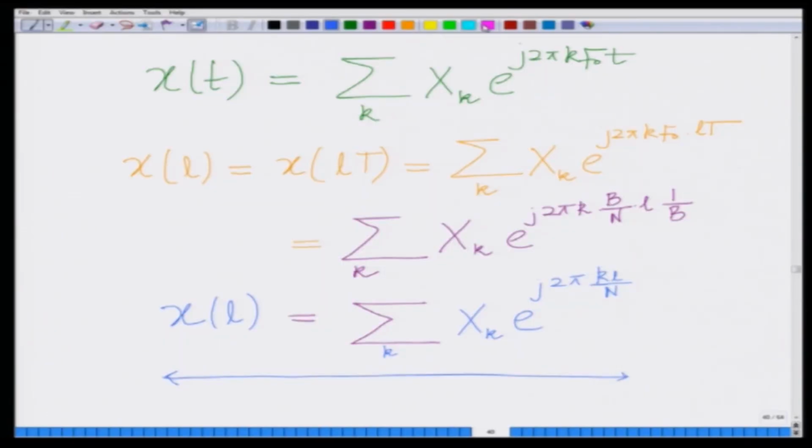If you look at this expression here, this expression is precisely the IDFT, inverse discrete Fourier transform. The IFFT is simply a fast algorithm to evaluate the IDFT. So, small x L is the Lth IFFT point.